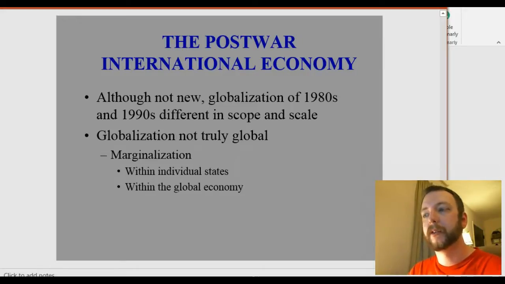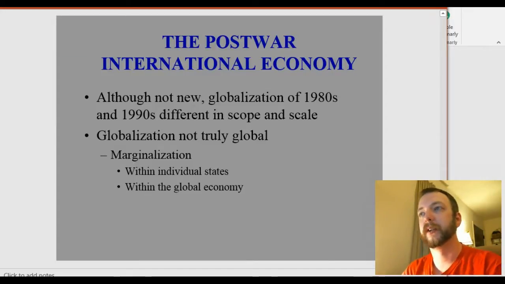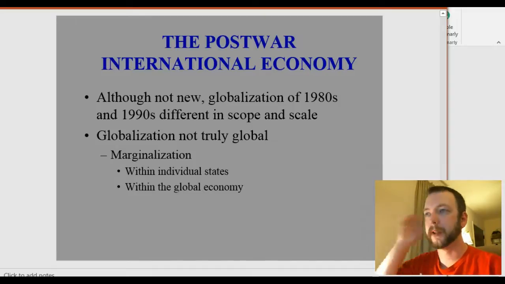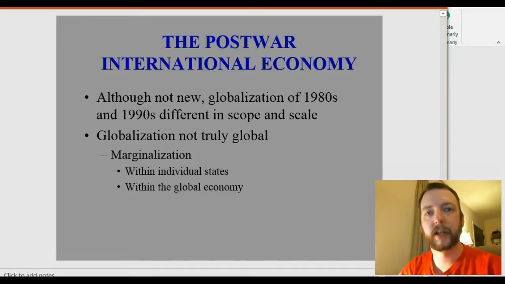But we should also say that globalization isn't truly global, because there are some marginalized poor states, both within individual states, meaning inside places, for example, the United States, where we can think of certain states that don't benefit as much as others from this new globalization. California does well, for example, while Iowa, that doesn't really produce much besides farm goods, doesn't really participate as much in globalization. Not to say that there's anything wrong with Iowa.